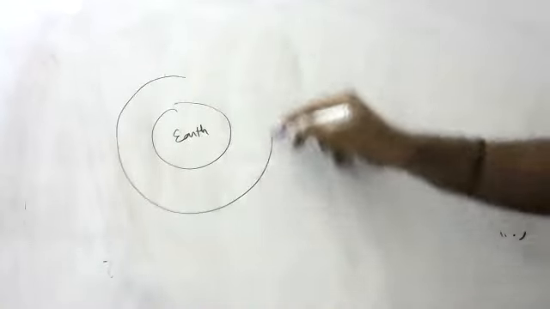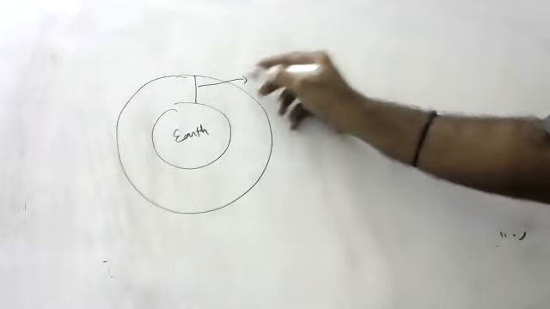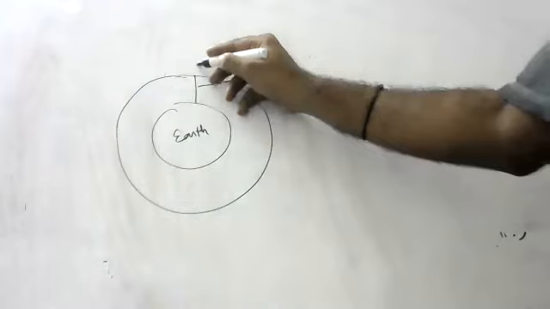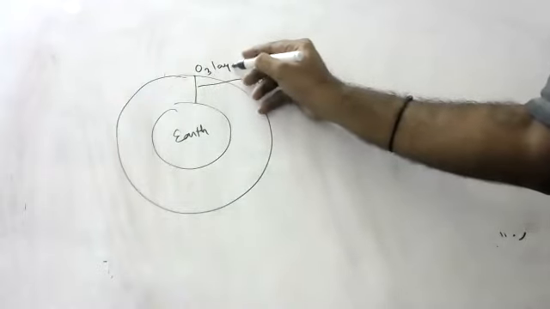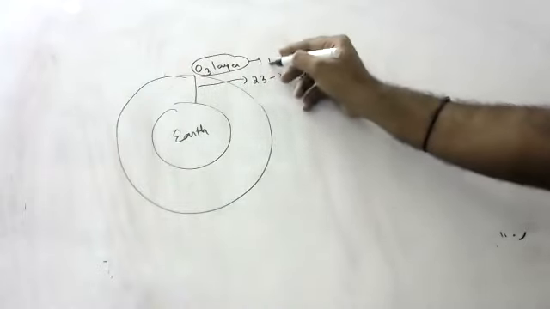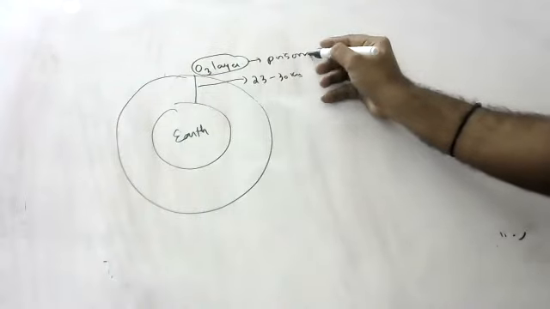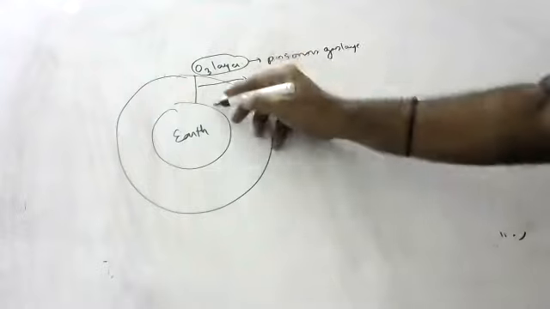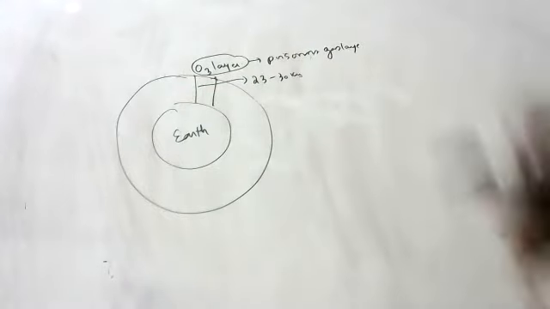Around the Earth, at a distance of 23 to 30 kilometers, we have the ozone layer. The ozone layer is a poisonous gas layer, children. But we will not go and breathe at that layer, so no problem, children.